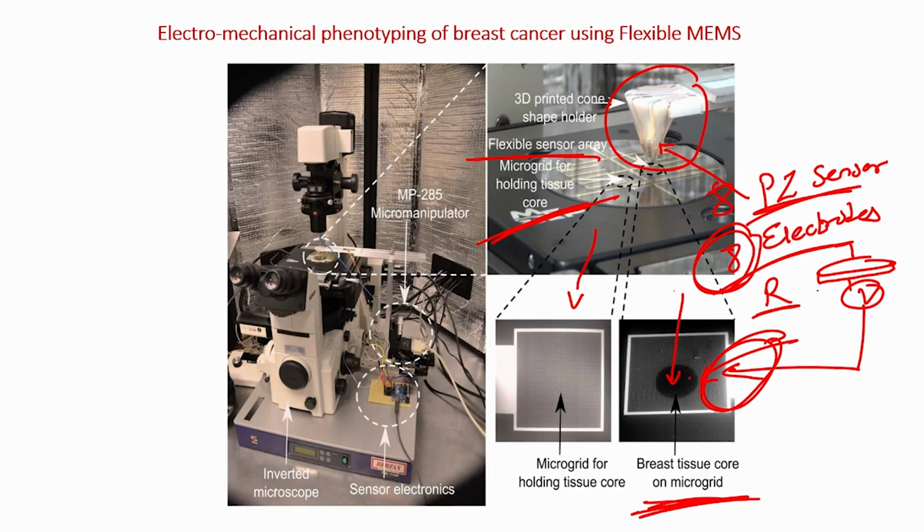How can you see the resistance? It is very difficult to measure or see the change in resistance. But what we can do is, when we apply voltage, we can measure current. This change in current will correspond to the change in the resistance of the tissue. Thus, we are not only able to measure the elasticity of the tissue with the help of piezoresistive sensors, but we are also able to measure the resistance of the tissue by applying voltage across the tissue with the help of electrodes and the microgrid.